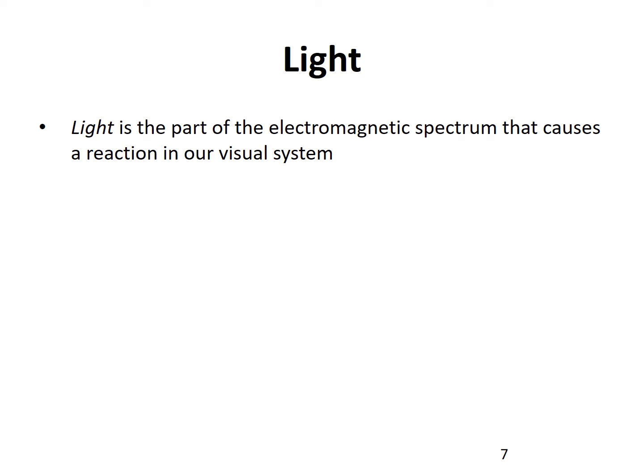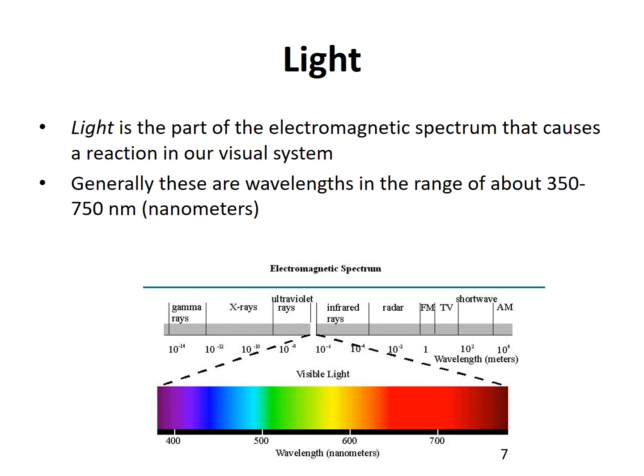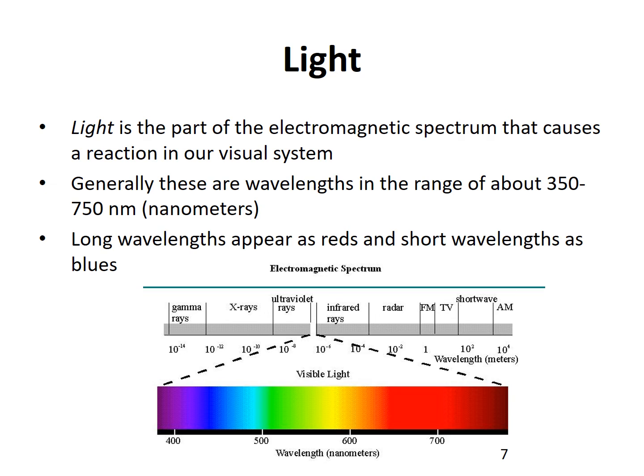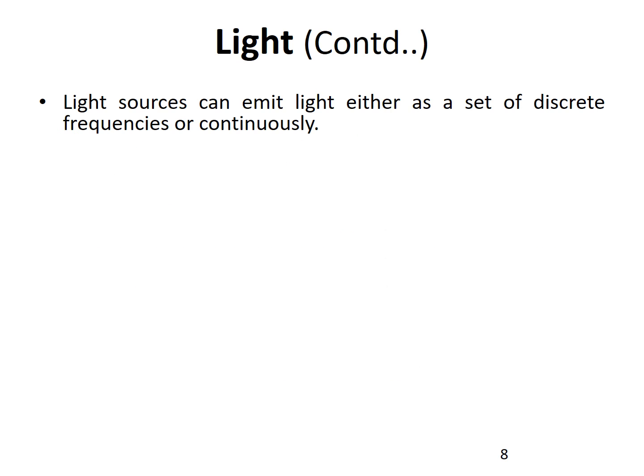Without light, there can be no image. Light is the part of the electromagnetic spectrum that causes a reaction in our visual system. Generally, these are wavelengths in the range of about 350 to 750 nanometers. While the electromagnetic spectrum is wide, only a small part of it is visible to the human eye, and we call this small part light. Long wavelengths appear as reds and short wavelengths appear as blue color to us.